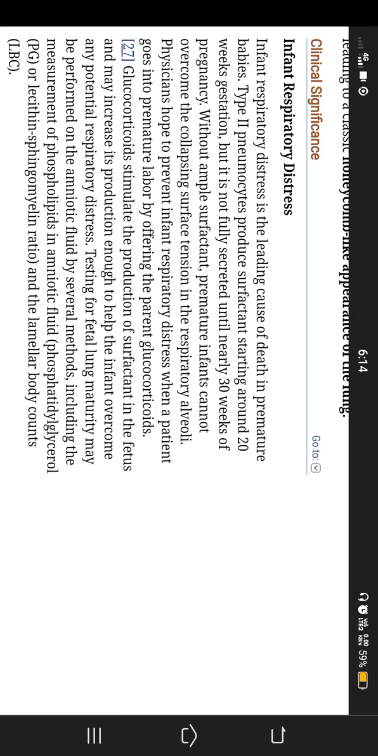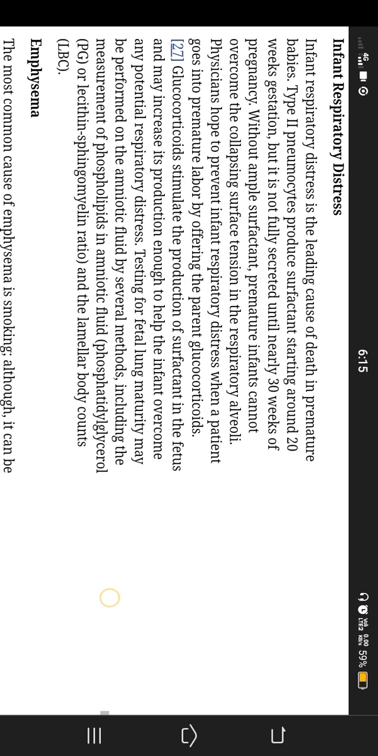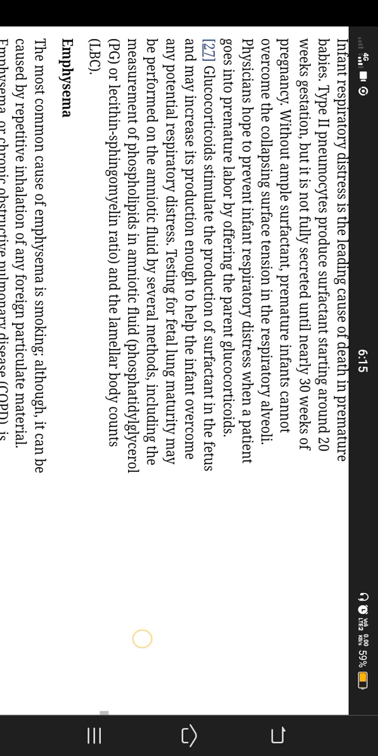Then some clinically significant portions associated with this topic, like infant respiratory distress. Infant respiratory distress is the leading cause of death in premature babies. Type 2 pneumocytes produce surfactant starting around 20 weeks gestation, but it is not fully secreted until nearly 30 weeks of pregnancy. Without ample surfactant, premature infants cannot overcome the collapsing surface tension in the respiratory alveoli. Physicians hope to prevent infant respiratory distress when a patient goes into premature labor by offering the patient glucocorticoids. Glucocorticoids stimulate the production of surfactant in the fetus and may increase its production enough to help the infant overcome any potential respiratory distress.